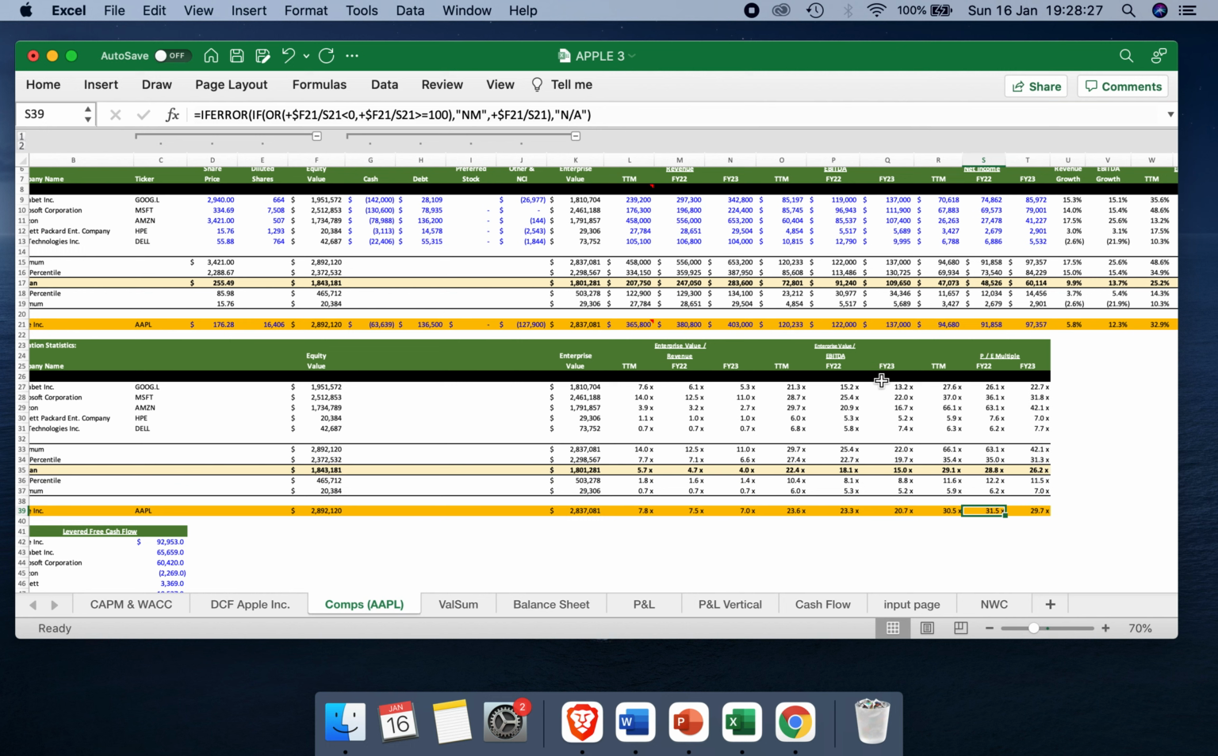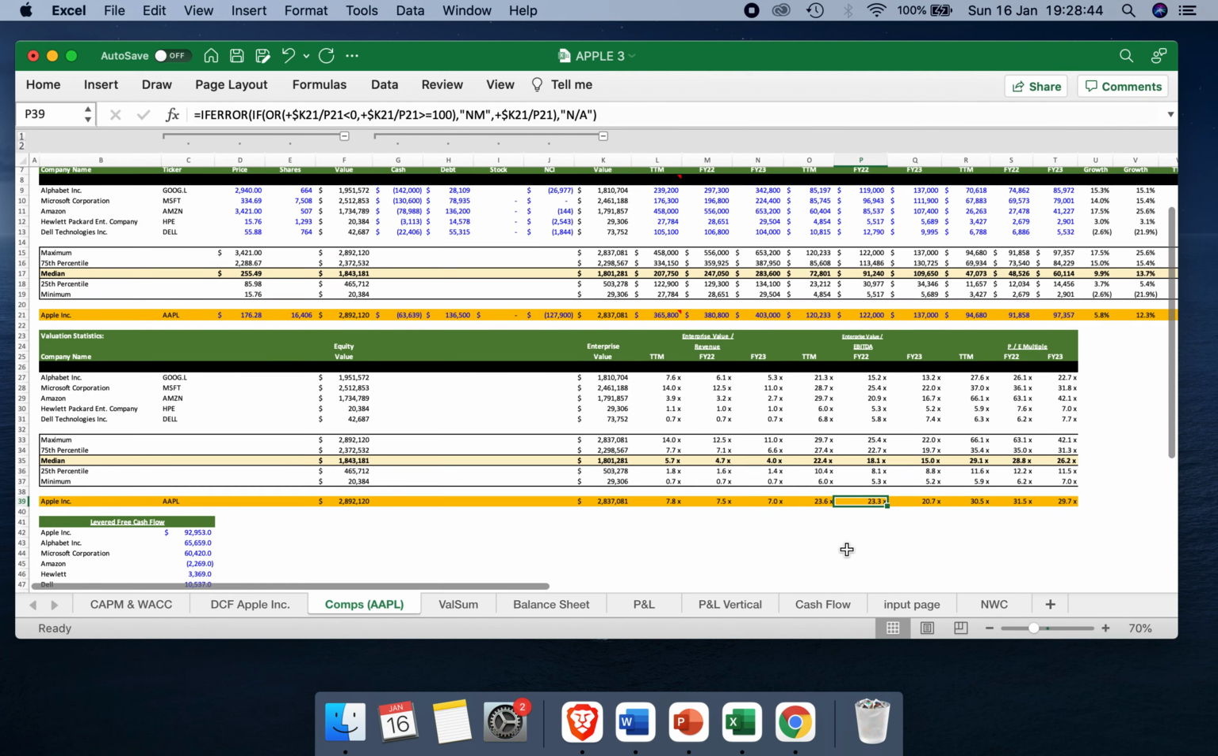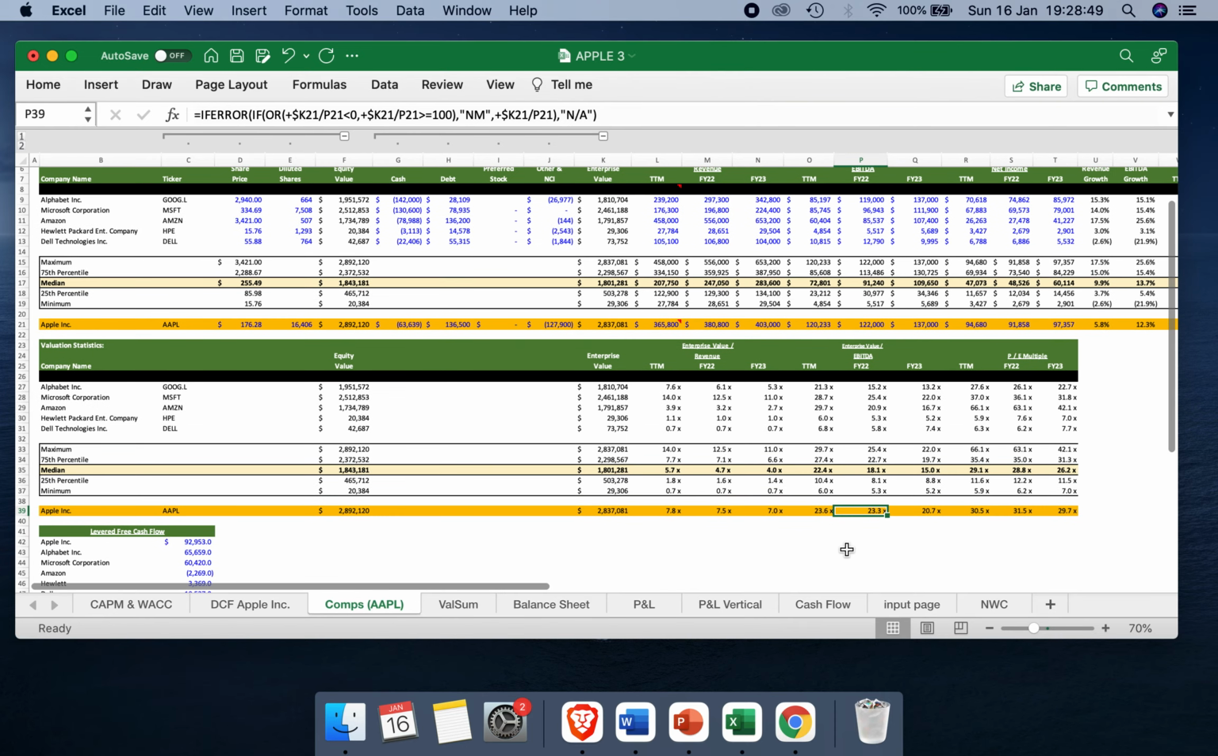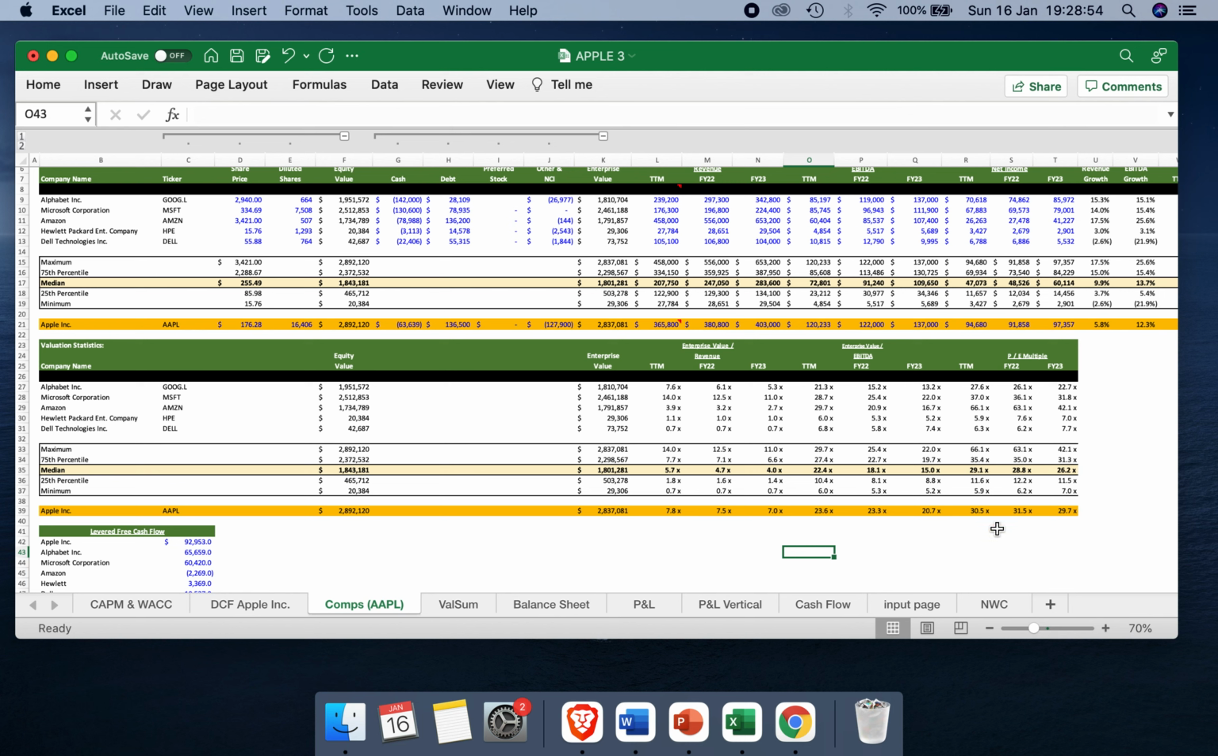Same for the enterprise to EBITDA multiple. The ratio is 23 for Apple, and the median of those 5 companies is 18. Again, Apple is overvalued here, and yeah, as I said, this is 5 companies. I don't think that is enough to make a whole judgment. So even though it looks like it's overvalued, the analysis itself is not enough to just say it's overvalued and it's not a good idea to invest.